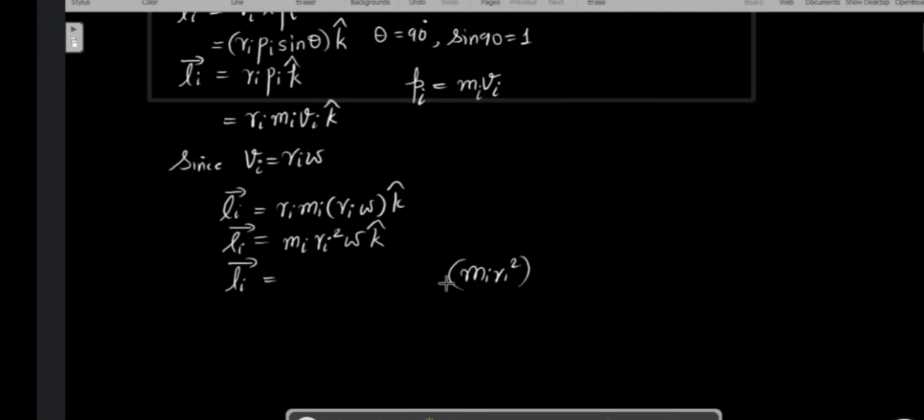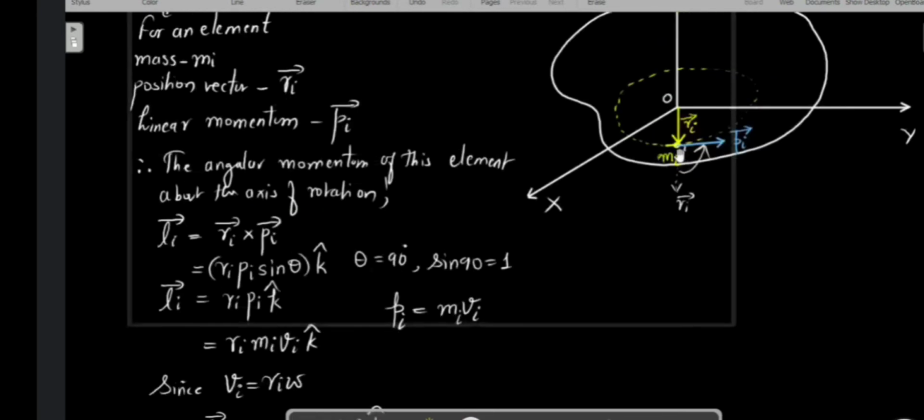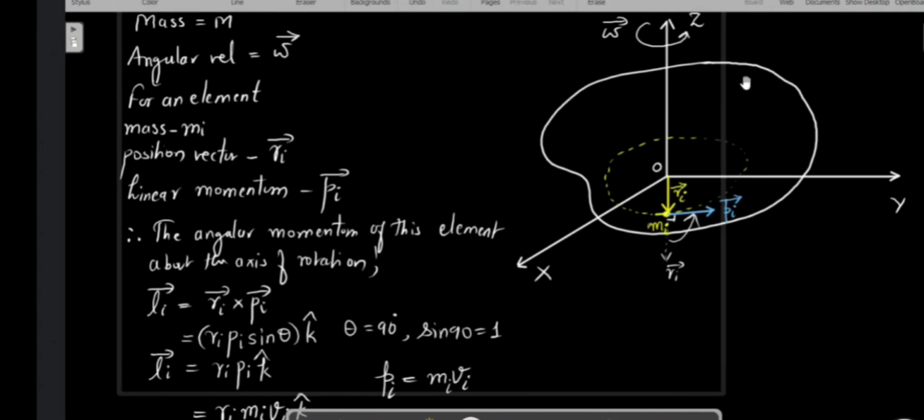We have already defined it as moment of inertia, but before writing it as moment of inertia directly, let us generalize this statement for the entire rigid body. So this was the angular momentum of the ith element, of this single element. So if I want to find out the angular momentum of the entire rigid body, what will I have to do? I will have to take a vector addition of the angular momentum of each and every element.